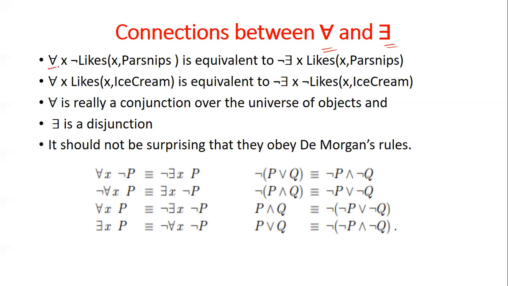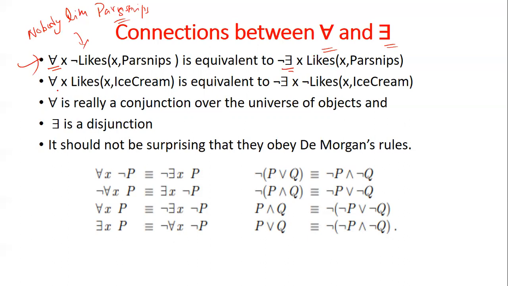Say for example, for all x, not likes parsnips, which means that nobody likes parsnips. That's what this statement says. Now this can also be written using the existential quantifier. How can we write it? Not there exists an x such that x likes parsnips. Again, it means that nobody likes parsnips.